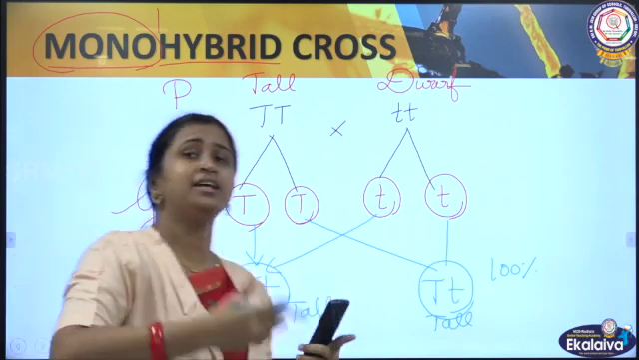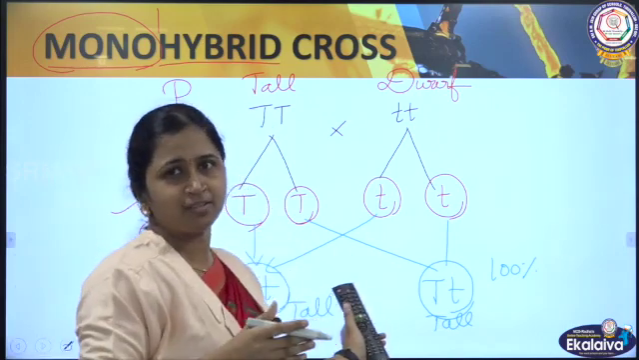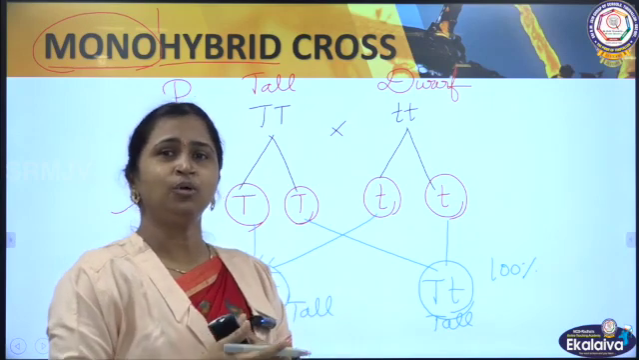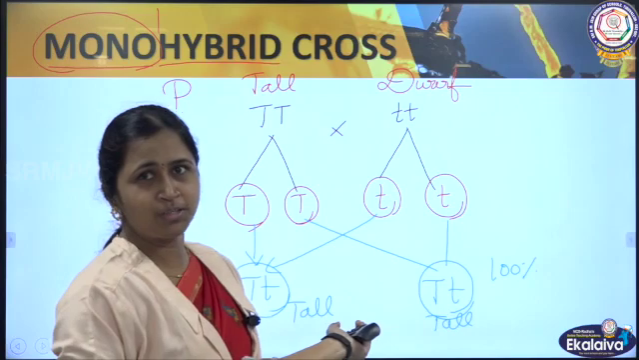There was another scientist called Punnett. He introduced a simple method to represent this and to calculate this. That you call the Punnett square or checkerboard. That I am going to show in the F2 generation.